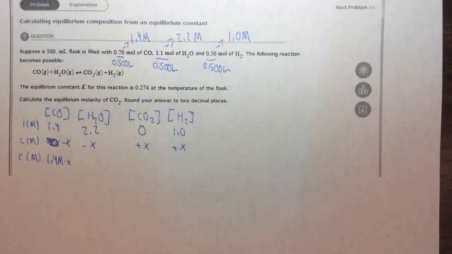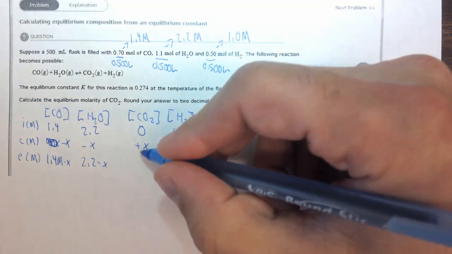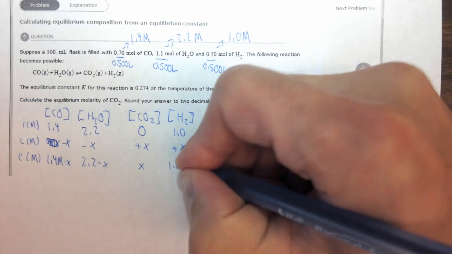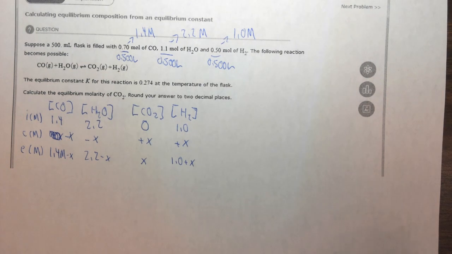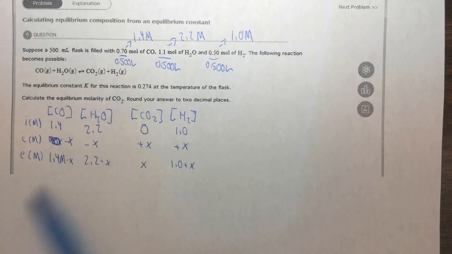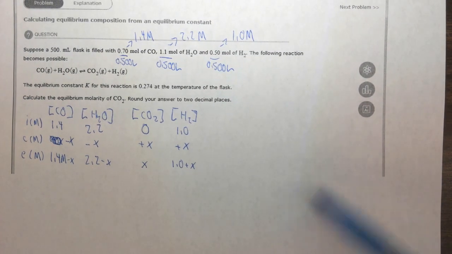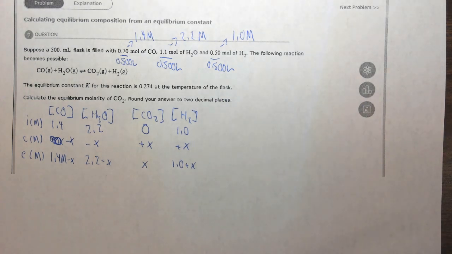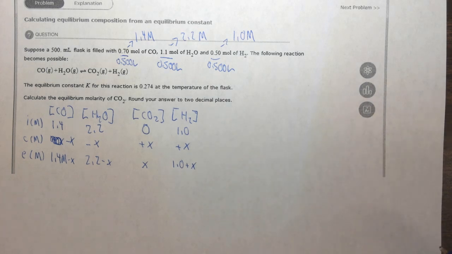So at equilibrium, the concentration of CO will be 1.4 molar minus the molarity I lost. For water, it'll be 2.2 molar minus the X again. For carbon dioxide, it's 0 plus X, or just X. And for hydrogen, it's 1.0 plus X. So this is my ice table. And this is about where we got in the previous video. But here we need to take this a step further, and we actually need to calculate the value of X, which is a quite tedious job.